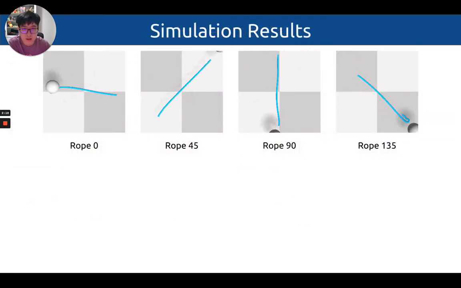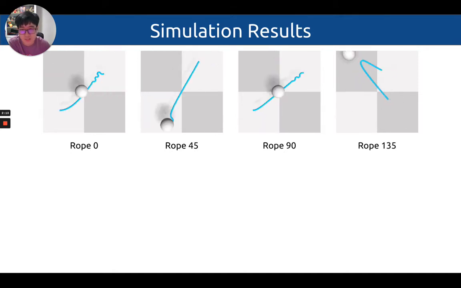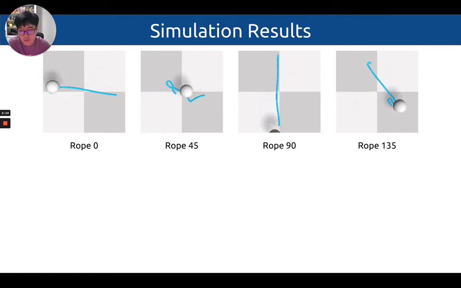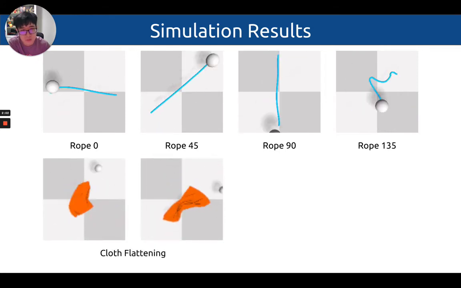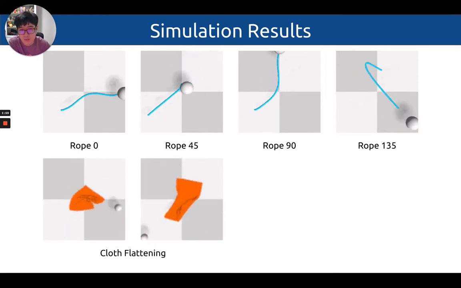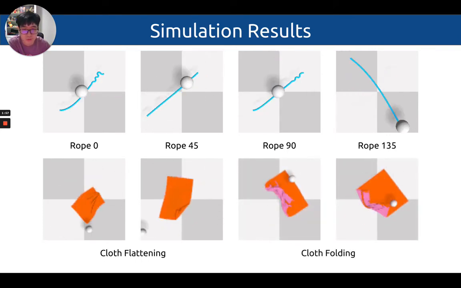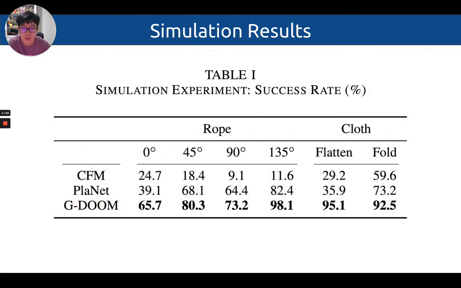We show that our model can successfully straighten and reposition the rope to different orientations. For example, here, we reposition it with a degree of 0, 45, 90, and 135. We also show that the model can be used to flatten a piece of crumpled cloth with different sizes and also fold them. Qualitatively, we show the results in the previous slide, and quantitatively, GDOM significantly outperforms the state-of-the-art models on all rope positioning tasks and also cloth manipulation tasks by a large margin.